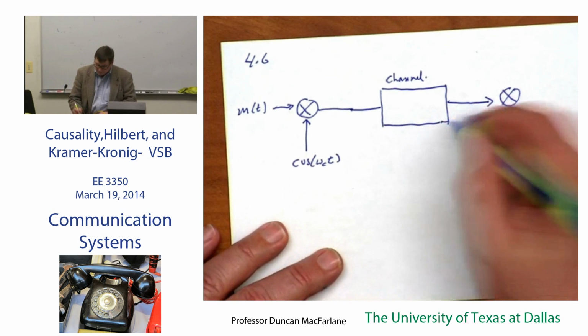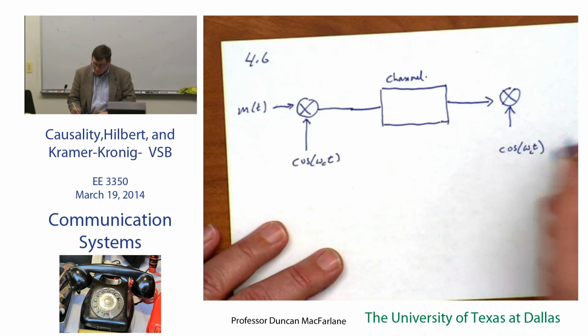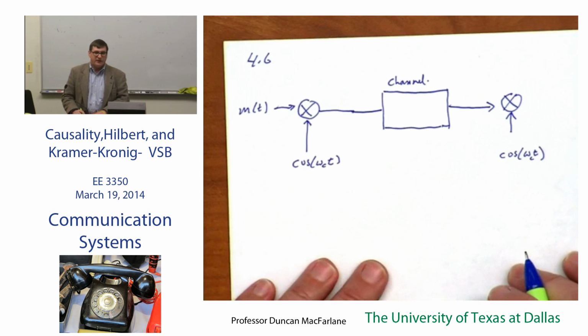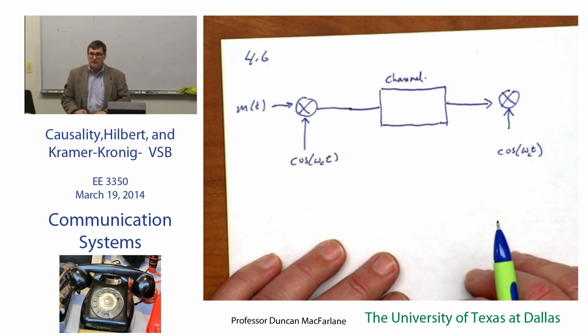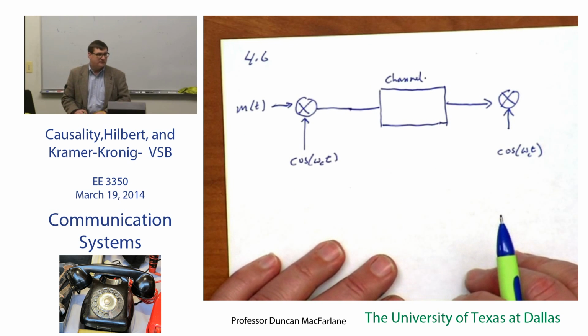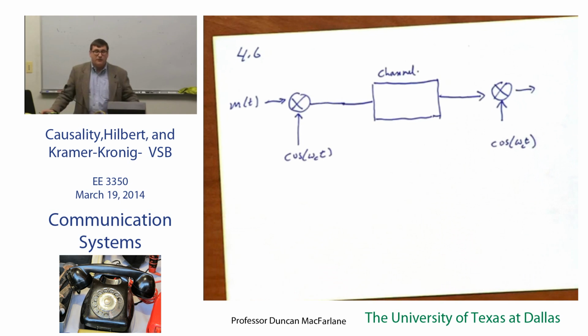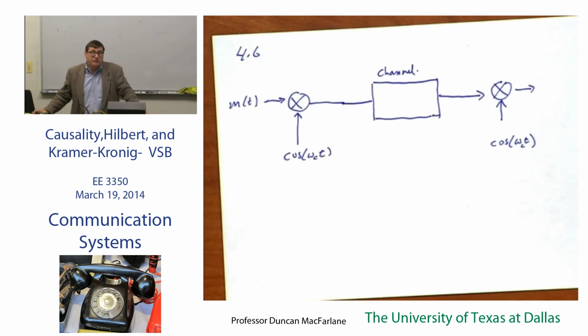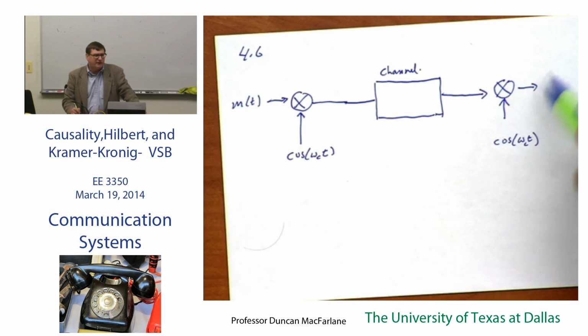And I know that when I receive that signal, I should mix it with the cosine omega c t, or if I'm lucky, I'll multiply by 2. Okay? And then I get out what I get out. And we know that this works for a perfect channel, a channel equal to 1. That I'll put in an m of t, and out will come, to within a factor of 2, m of t on the output. I have to low-pass filter, right?